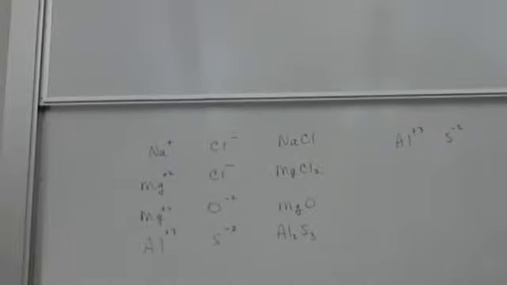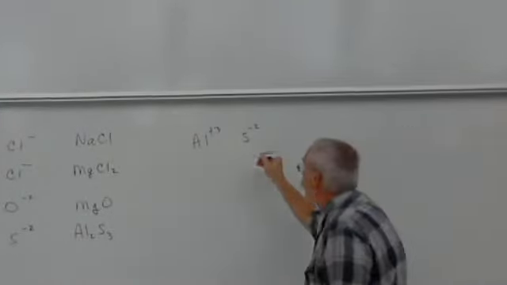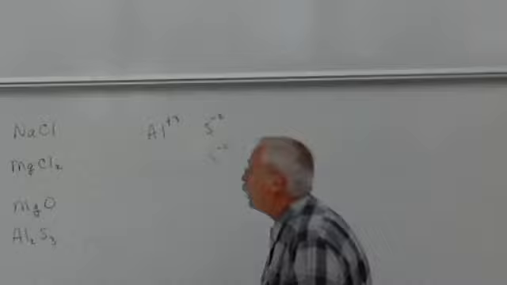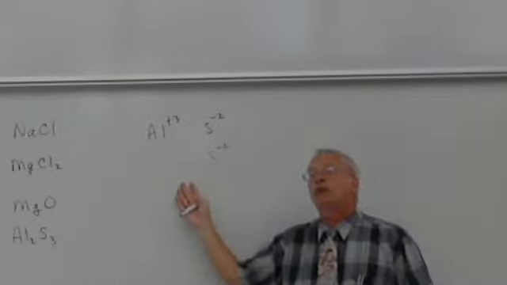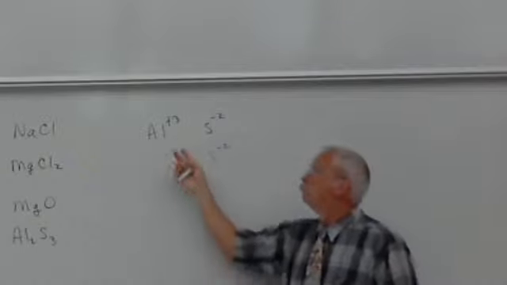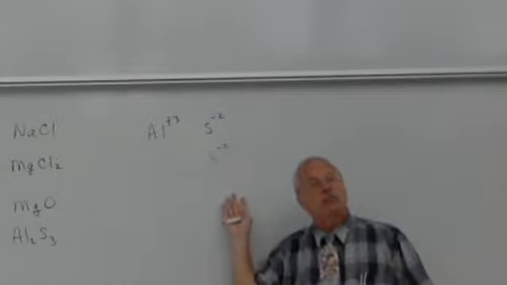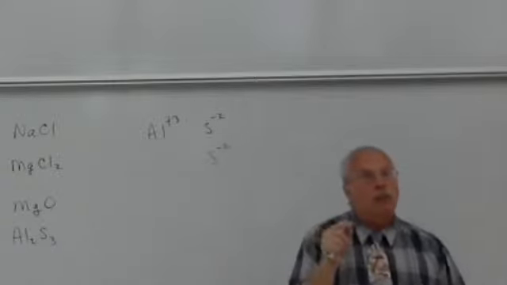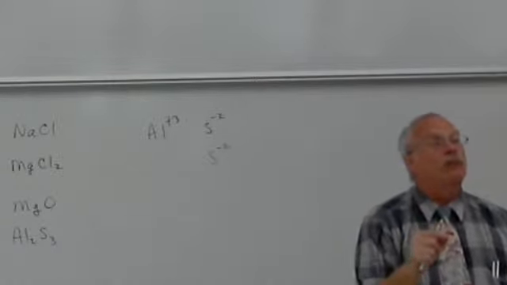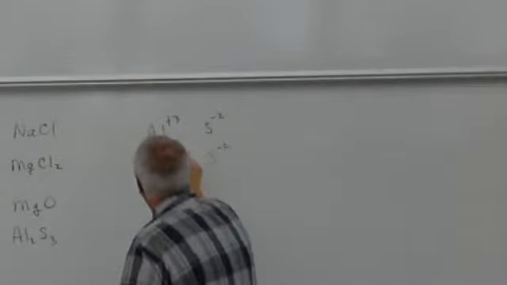What do I need more of? Both. I need more of the negatives, right? So I've got to take another sulfur, which comes as a negative 2. What's the total positive charge now? Positive 1. Plus 3. What's the total negative charge? Do those match? What do I need more of? You need a 3. So I'm going to take the aluminum, get another plus 3.